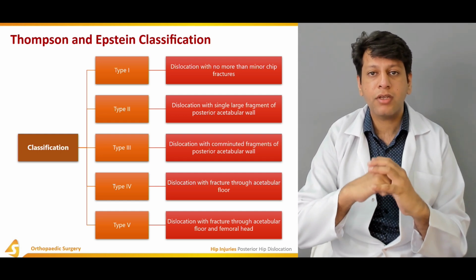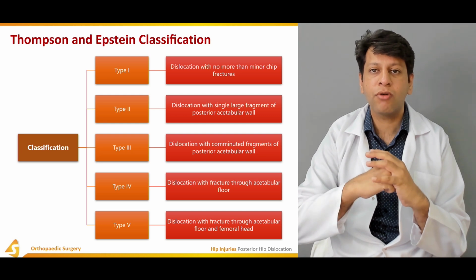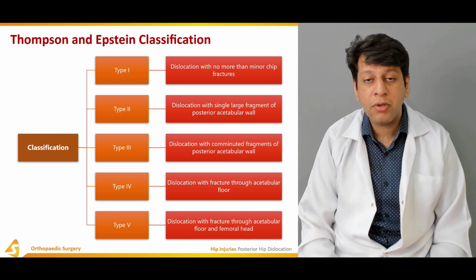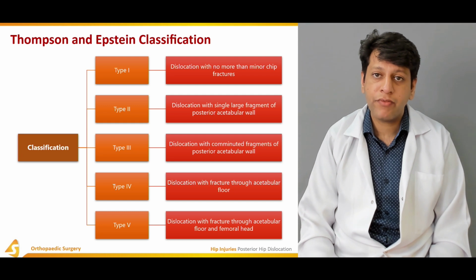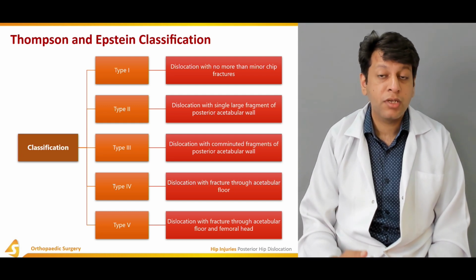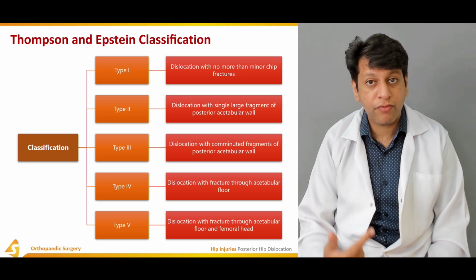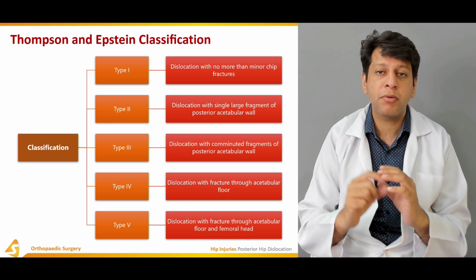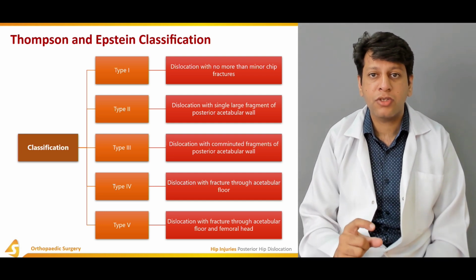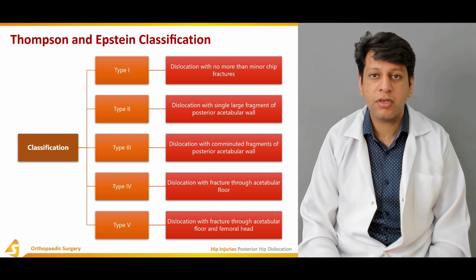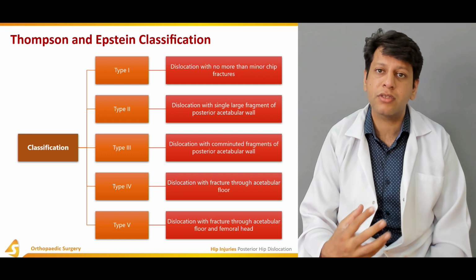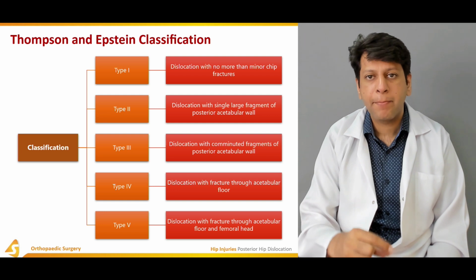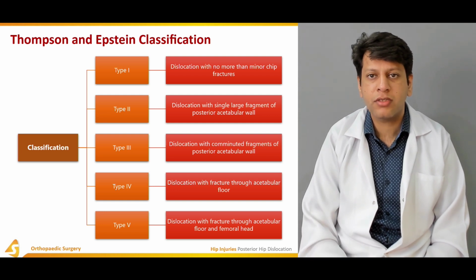In type 4, instead of going more posteriorly, the head goes posteroinferiorly with a fracture of the floor of the acetabulum. And in the fifth type, the energy is so massive that it has not only produced a fracture of the acetabulum, but there is also an associated fracture of the head of the femur. The head may be dislocated and a small part may be left centrally in the joint. When you see the x-ray, you can appreciate a comminuted acetabular wall fracture, a posterior dislocation, and a small part of the head still lying inside the joint near the fovea.